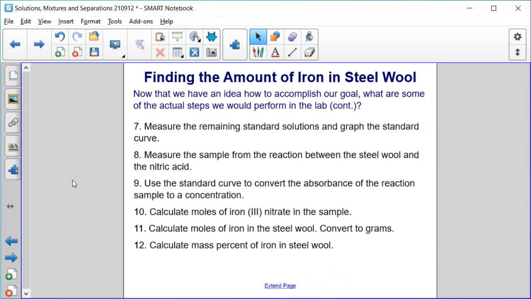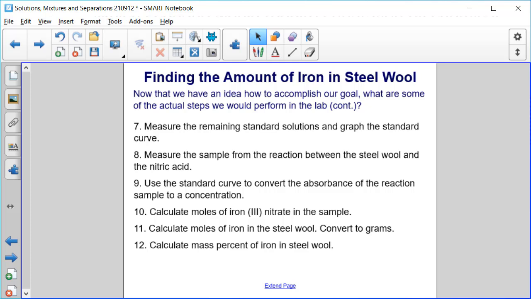From there, we measure the remaining standard solutions and graph the standard curve. Measure the sample from the reaction between the steel wool and the nitric acid, and use the standard curve to convert the absorbance of the reaction sample to a concentration. Calculate the moles of iron 3 nitrate, the moles of iron in the steel wool, convert that to grams, and then find the mass percent of iron in the steel wool.